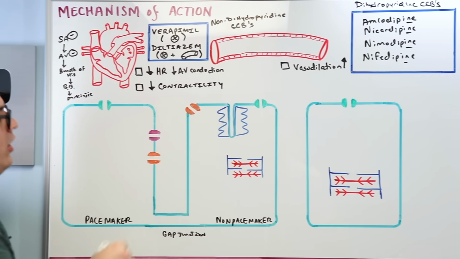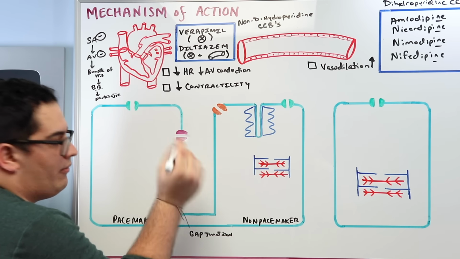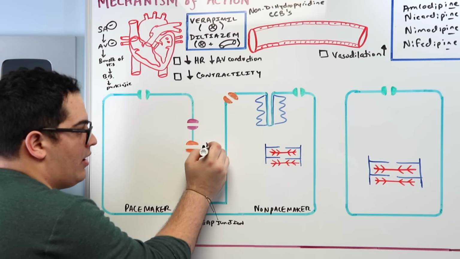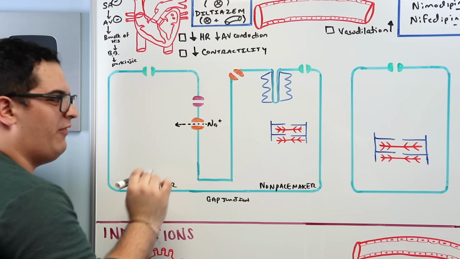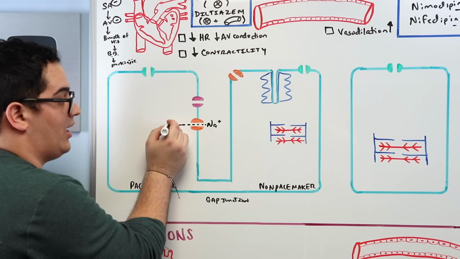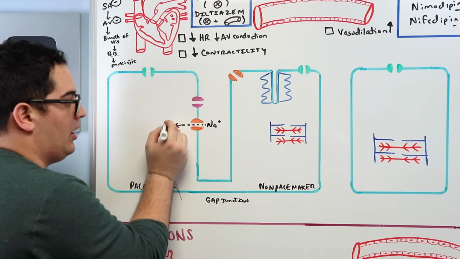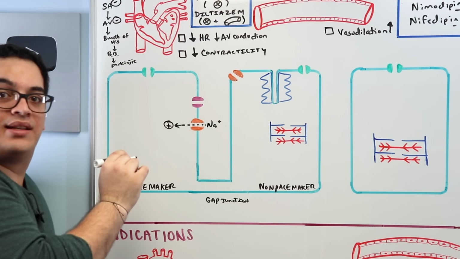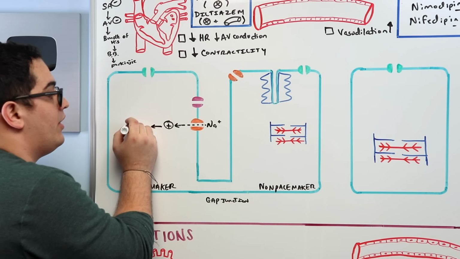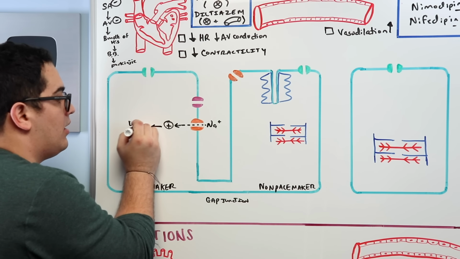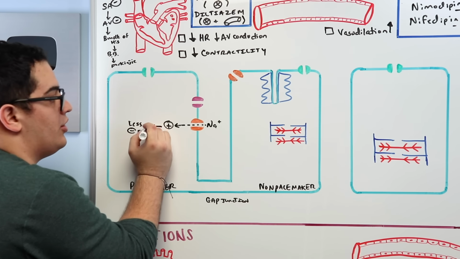How does this work? Well, you have these things called funny sodium channels. We're going to fly through this, right? Funny sodium channels allow a little bit of sodium to leak into the cell. Very small amount, but enough to make the cell a little bit more positive. If we make the cell more positive, we're going to make the voltage less negative, so it's going to be a less negative millivoltage.